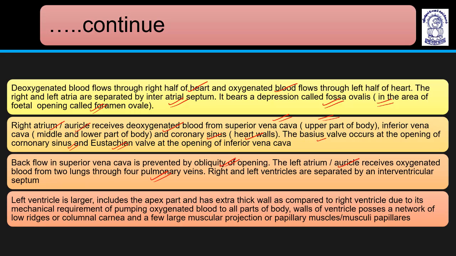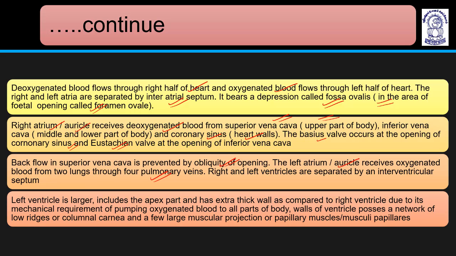So the right atrium or right auricle receives deoxygenated blood from the superior vena cava, the upper part of the body, the inferior vena cava, the middle and lower part of the body, and the coronary sinus, meaning the heart walls. The Thebesian valve is at the opening of the coronary sinus, and the Eustachian valve at the opening of the inferior vena cava. Okay.